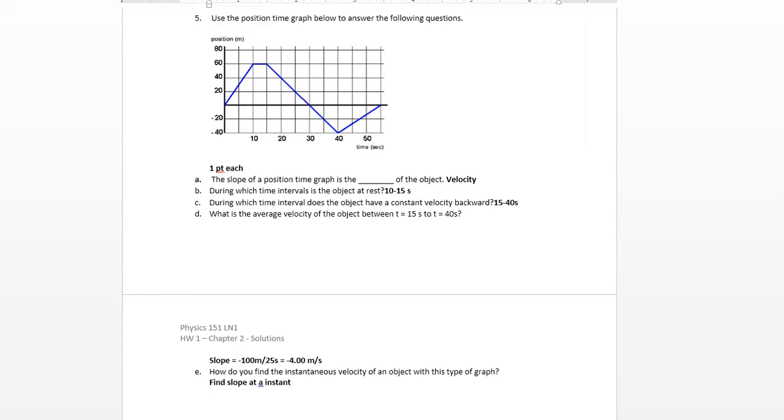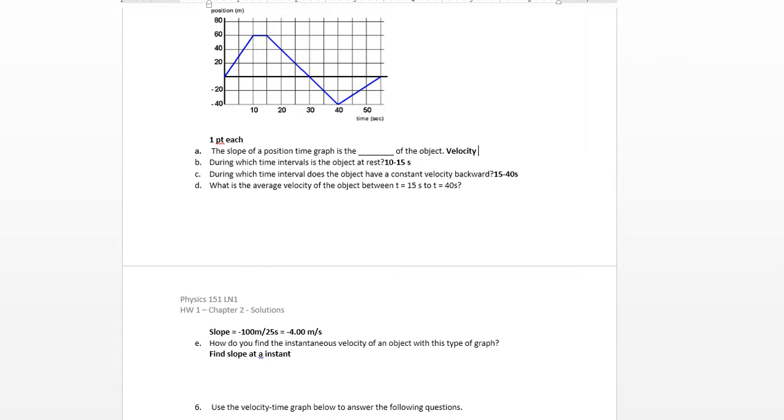Which time interval does it have a constant velocity backwards? Well, it starts at 60 meters away from its start point here at 0, and it goes back to 0, and it keeps going back. So all this time here from 15 to 40 seconds is when it's going backwards.